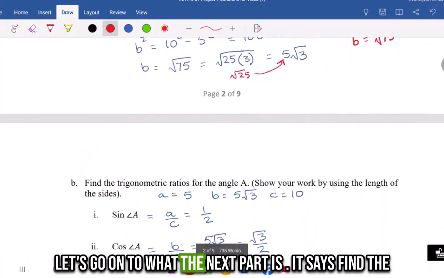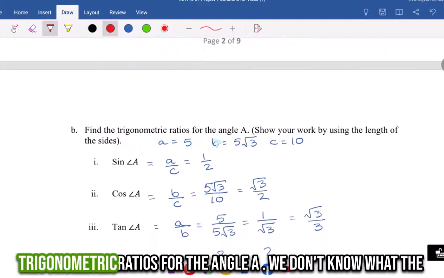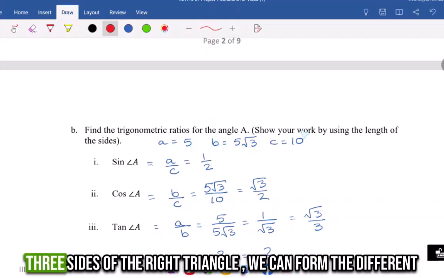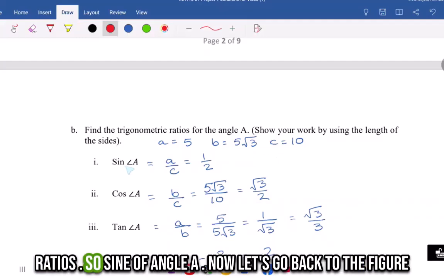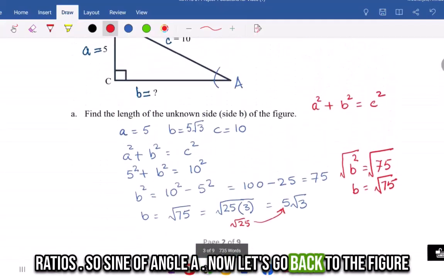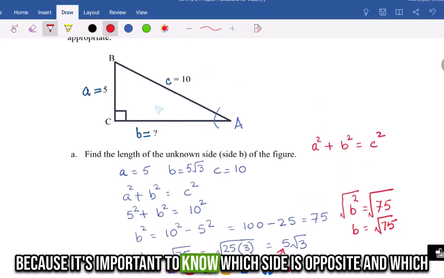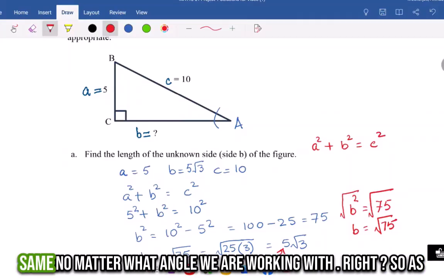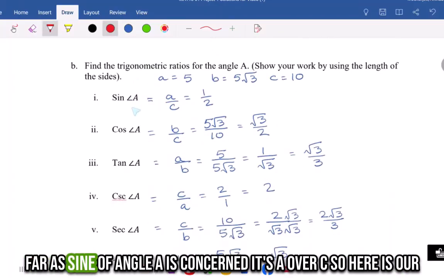Let's go on to what the next part is. It says, find the trigonometric ratios for the angle A. We don't know what the measure of the angle is, but since we know the value of the three sides of the right triangle, we can form the different ratios. So sine of angle A. Now let's go back to the figure because it's important to know which side is opposite and which side is adjacent to angle A, and the hypotenuse is always the same no matter what angle we are working with, right? So as far as sine of angle A is concerned, it's A over C.